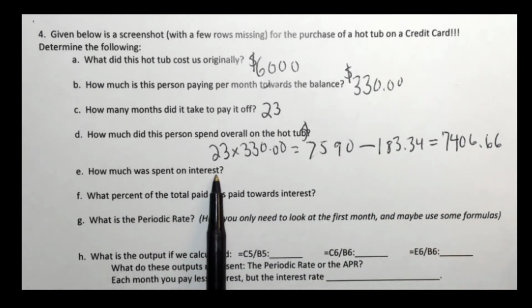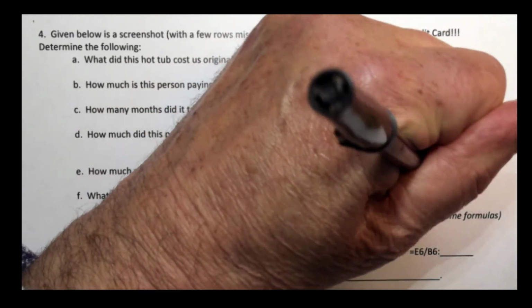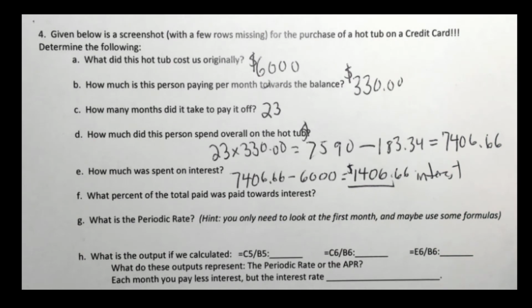Now, how much was spent on interest? I'm going to put it on pause. You think about that. Interest. Of course, you're the one that has to put it on pause, not me. I can't really pause it. But there's what it did. The total amount paid minus the price of the hot tub, and that there is the interest. And I'll just write that down. That is the interest paid.